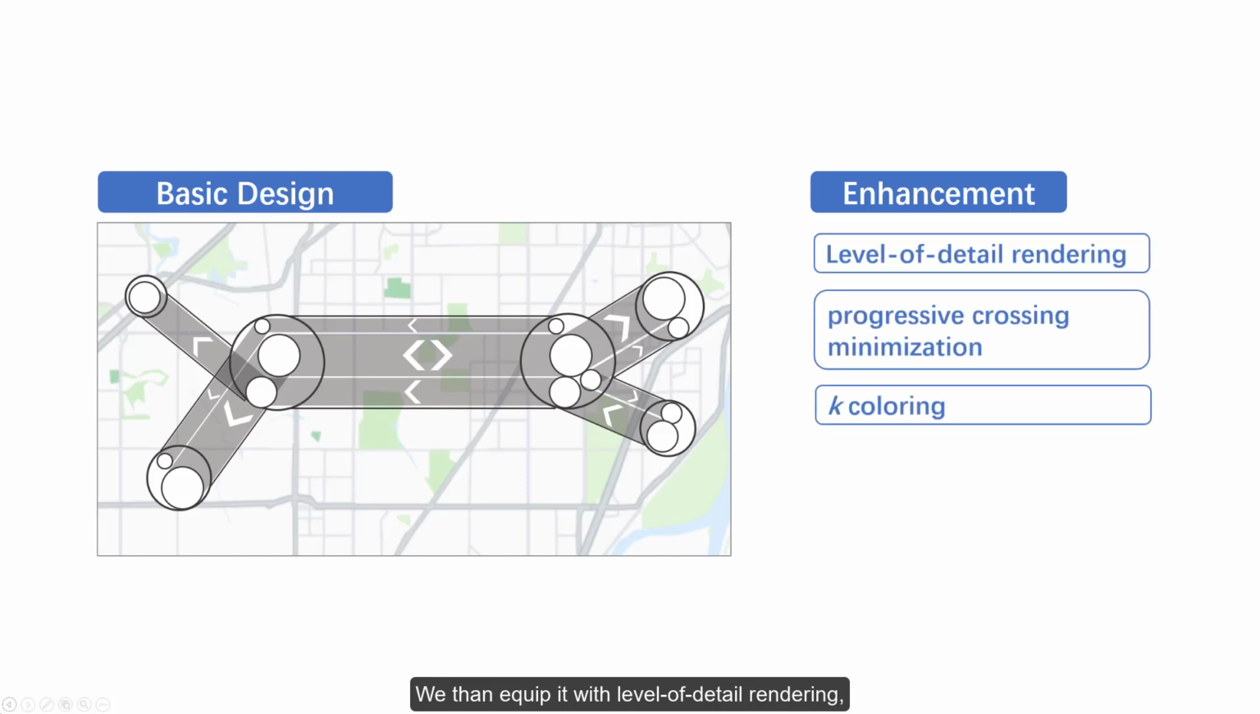We then equip it with level of detail rendering, progressive crossing minimization, and K-coloring, to enhance the visual scalability. Thereby, it enables users to perform multi-level analysis of many geonetworks within a coherent context effectively.